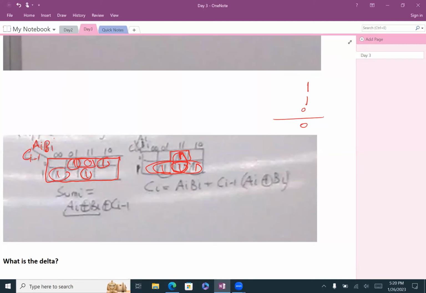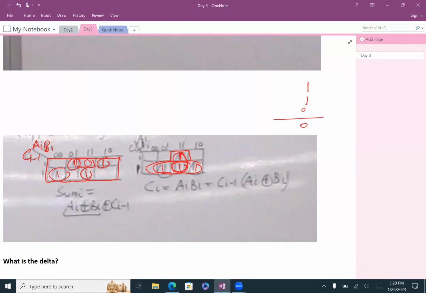Now, what is the second condition? When you will have a carry here, so when the carry here equals 1, when your carry input equals 1, what does that mean? Now, if both of these are 1, what will we have? The carry will be 0, so it will be 1, 1, 3. We will have a carry.